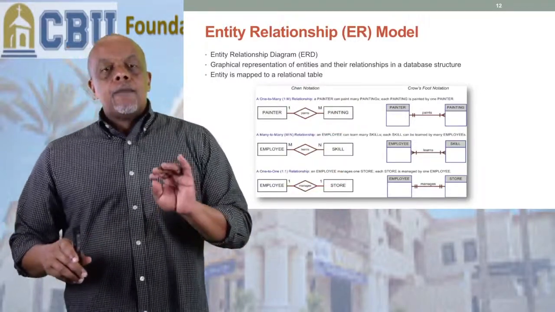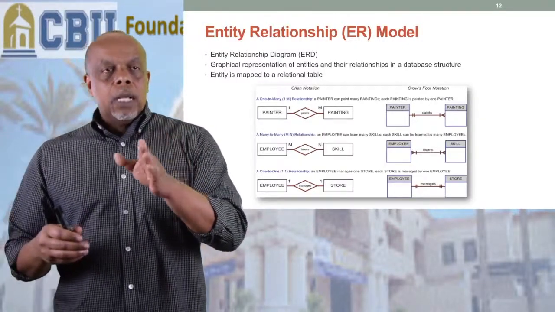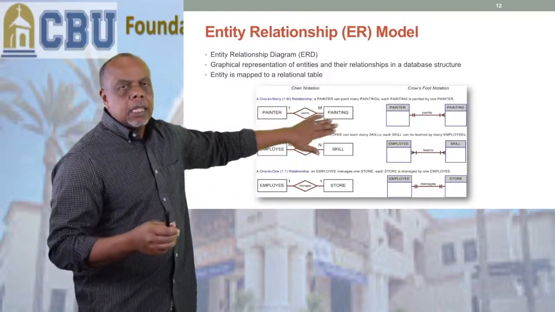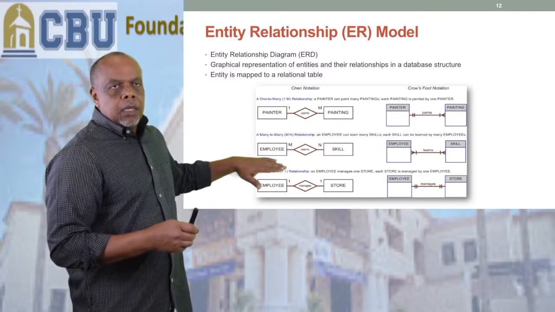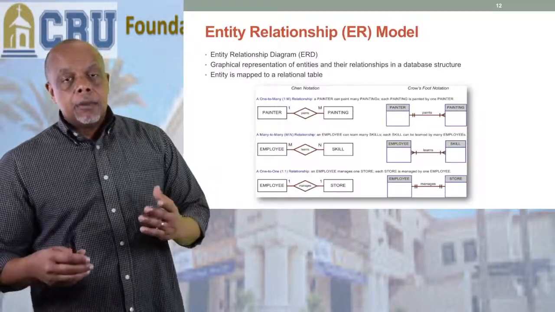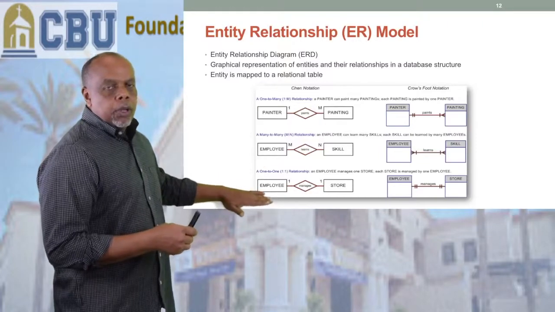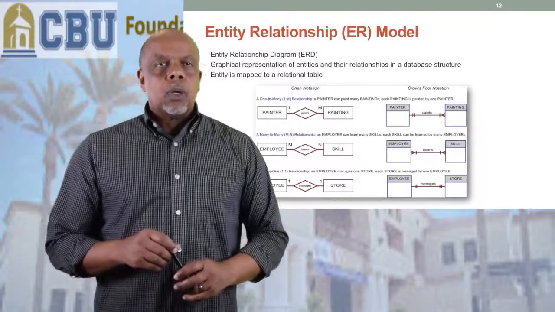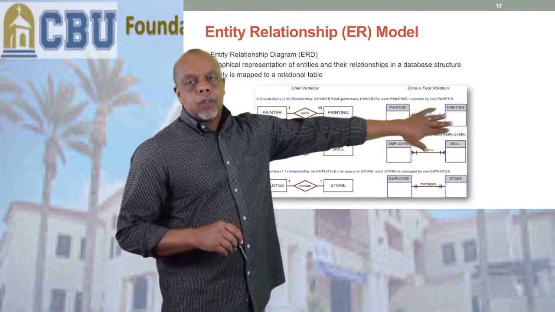So what is it showing you? Very similar to the same thing that we just talked about. The painter is a one to many: one painter can paint many paintings. A many to many: you could have several employees who have several skills. So that's a many to many relationship. And a one to one relationship means that one employee could work at one store. The crow's foot design just shows you how to lay this out in a graphical representation.